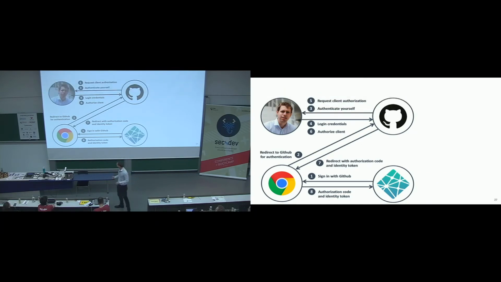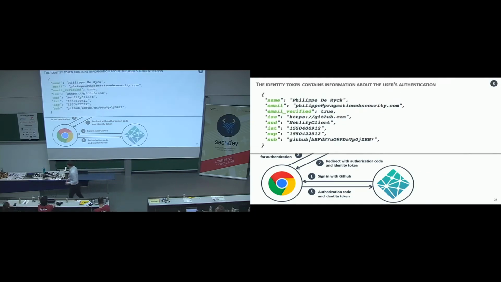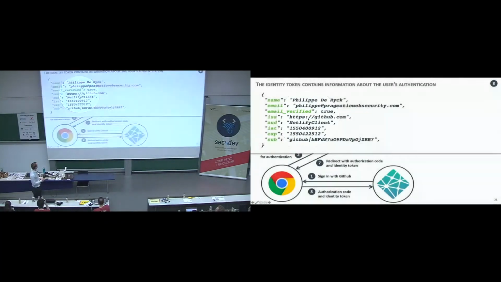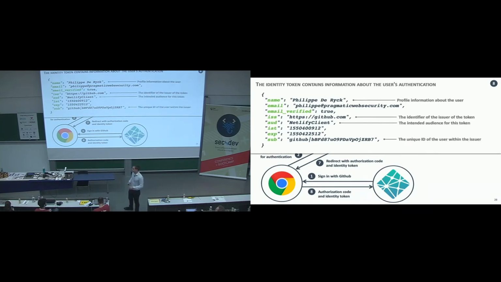I'm going to show you what that looks like in this slide. That's the JSON web token. Well, that's an example of a JSON web token, which contains information about my authentication. We requested email information, so there's an email here. GitHub says that my email is verified. Awesome. It's issued by github.com for the Netlify client. The most important piece of information in this JSON web token is the last line, the SUB claim.